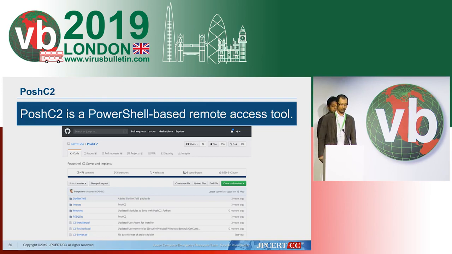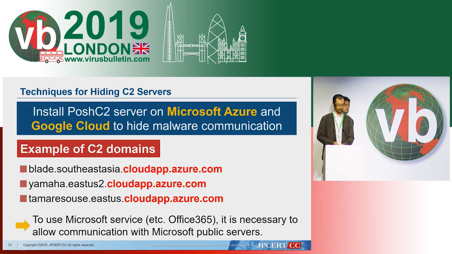POSH-C2 is a PowerShell-based remote access tool. It is available on GitHub and anyone can use it. One of the features of this attack is that the sheet server is on Microsoft Azure and Google Cloud. This means that malware traffic is hidden in Microsoft Azure and Google Cloud traffic.